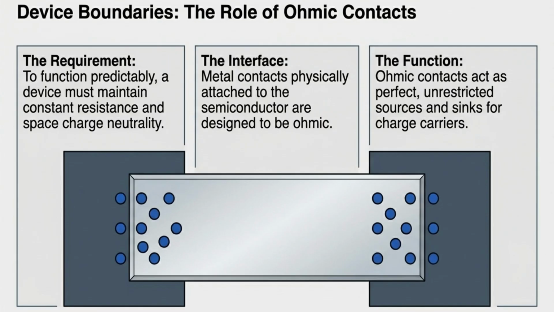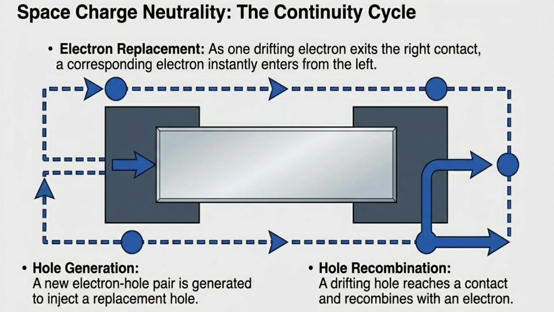To function predictably, a device needs ohmic contacts. These metal-semiconductor interfaces act as unrestricted sources and sinks for charge carriers, ensuring constant resistance. Space charge neutrality requires a continuity cycle. For electrons, as one exits, another enters. For holes, a drifting hole recombines, and a new electron-hole pair is generated to inject a replacement hole.